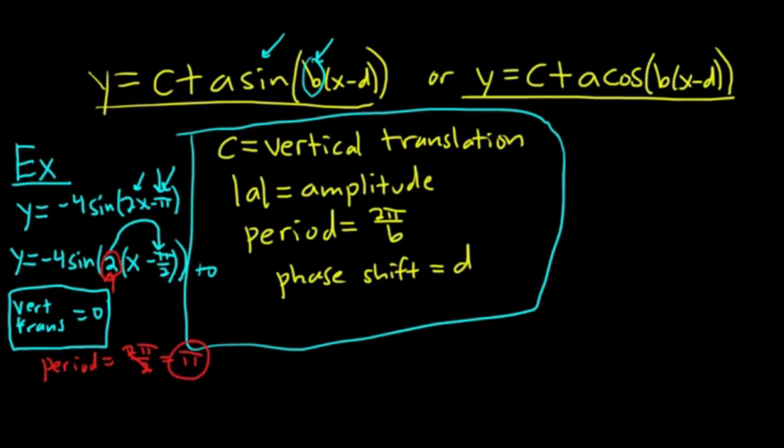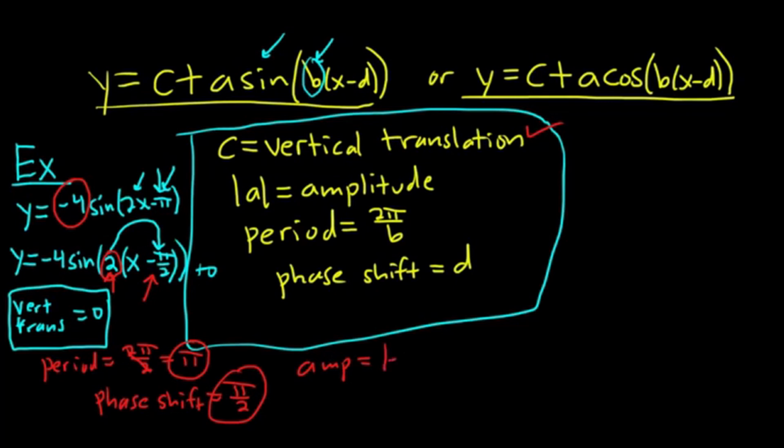Okay, what else can we find? The phase shift is easy now. The phase shift in this case, well, you just switch the sign here, right? It's a negative pi over 2, so it becomes a pi over 2. Piece of cake. And what else can we find? So we did the vertical translation. Oh, the amplitude. We haven't done the amplitude. So the amplitude, you just take the absolute value of this number. So it's the absolute value of -4. So it's 4. So that's your amplitude. So I think we found everything.